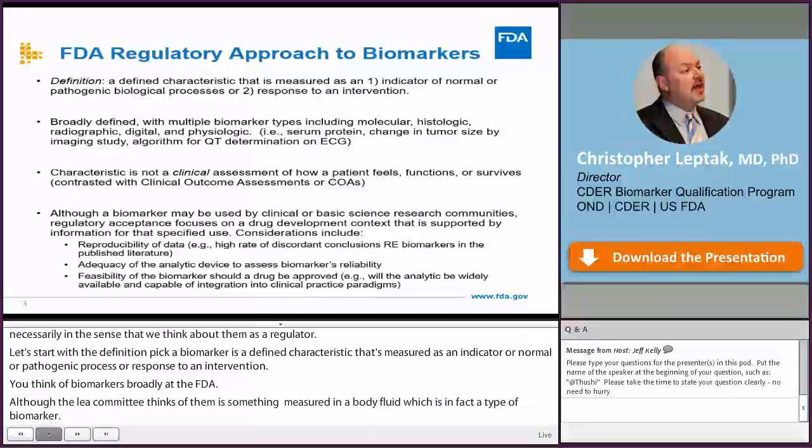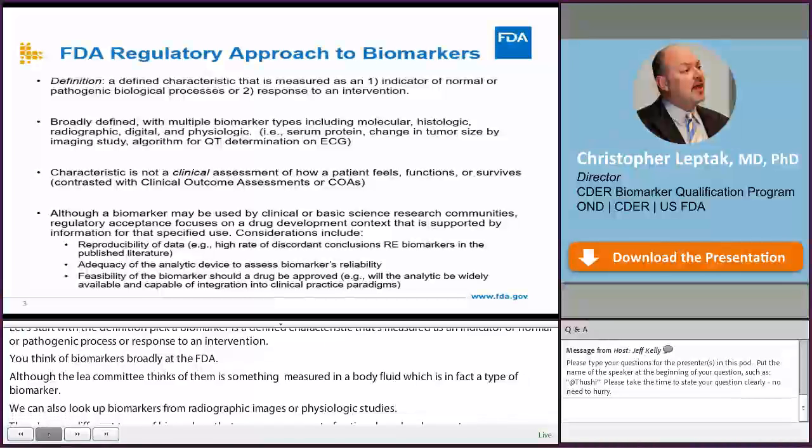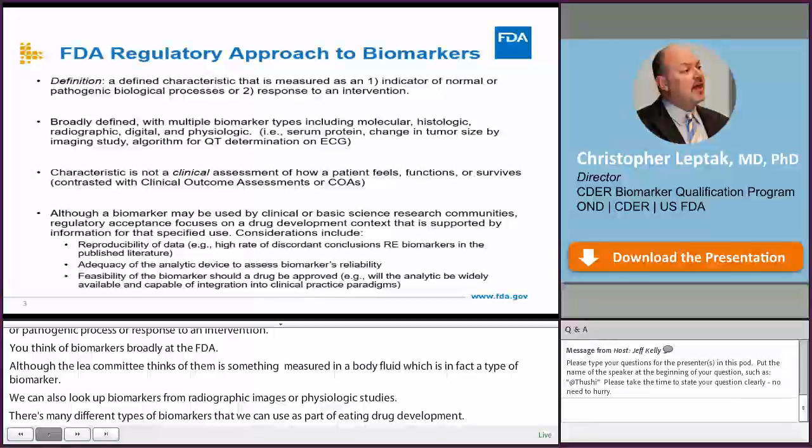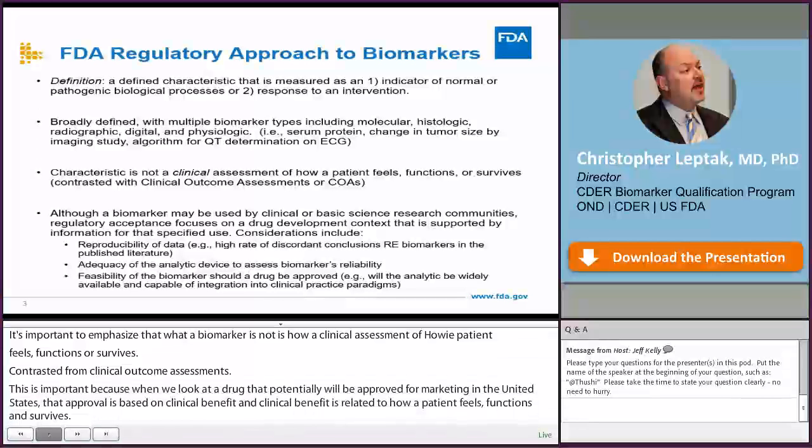It's important to emphasize that what a biomarker is not is how a clinical assessment of how a patient feels, functions, or survives. That contrasts it from clinical outcome assessments. This is important because when we look at a drug that potentially is going to be approved for marketing in the United States, that approval is based on clinical benefit, and clinical benefit is related to how a patient feels, functions, and survives. And although a small subclass of biomarkers, namely surrogate endpoints, can predict how a patient feels, functions, and survives, the majority of our biomarkers are not used in that way. That does not mean that they do not have value. In fact, they do, and I'll be highlighting some of those uses in subsequent slides.